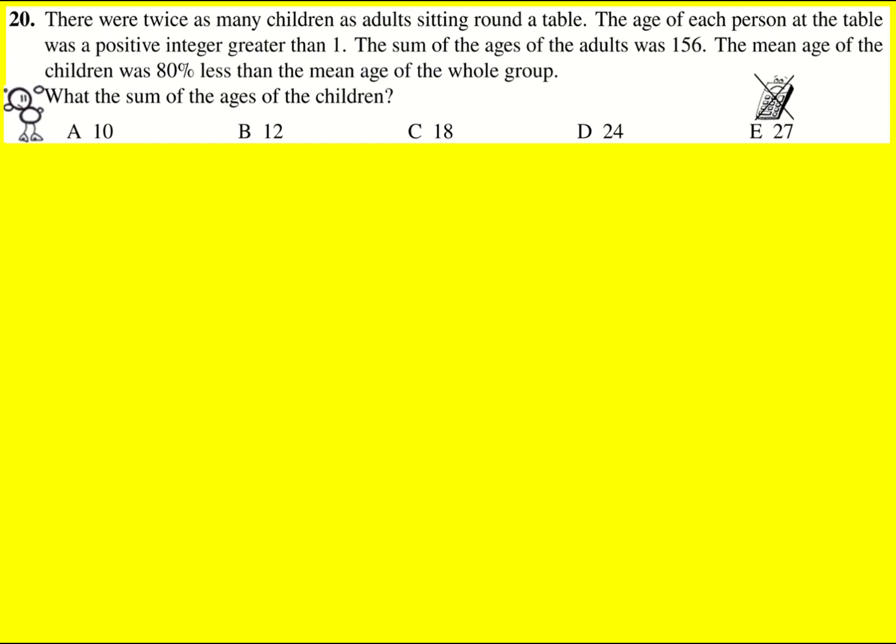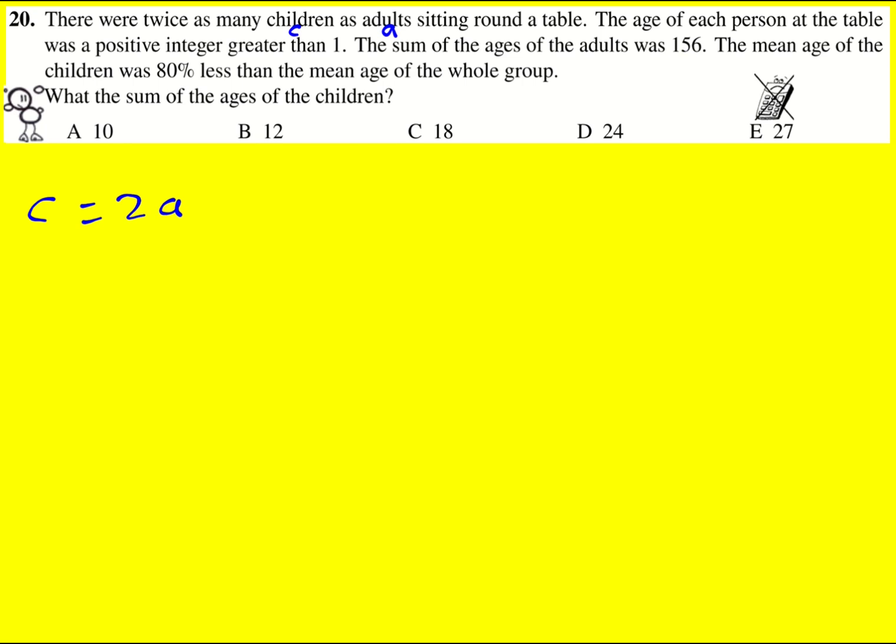Let's get this information down algebraically. We're told that there are twice as many children as adults sitting at the table. So C is going to equal 2A, where C is the number of children and A is the number of adults. We're then told the age of each person is a positive integer greater than 1. And the sum of the ages of the adults was 156. Okay, it's going to be useful.